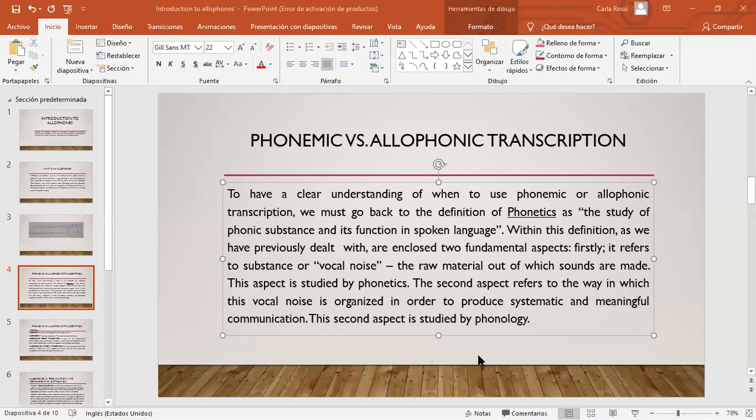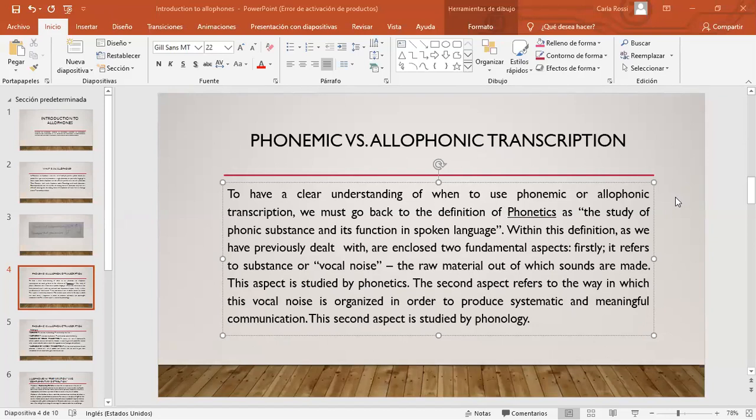To have a clear understanding of when to use phonemic or allophonic transcription, we must go back to the definition of phonetics. Do you remember that on the first task you had a part of the task that says to define phonetics with capital letters and phonetics without capital letters? Yes. This is about that. So if you read properly for answering that task, it will be easier for you to understand this.